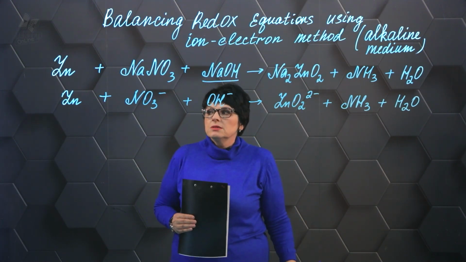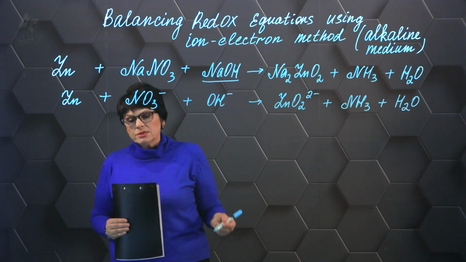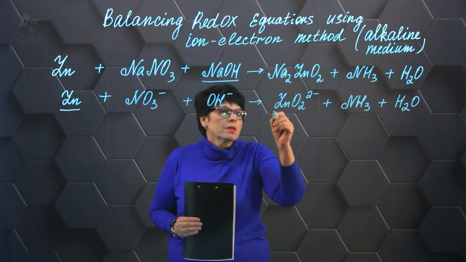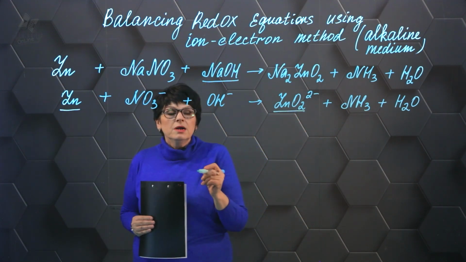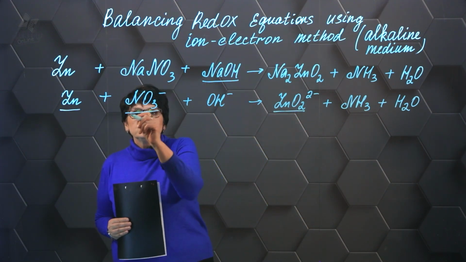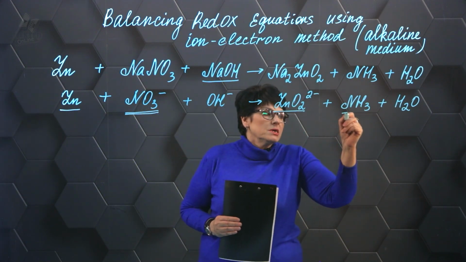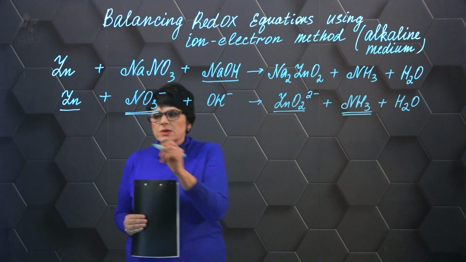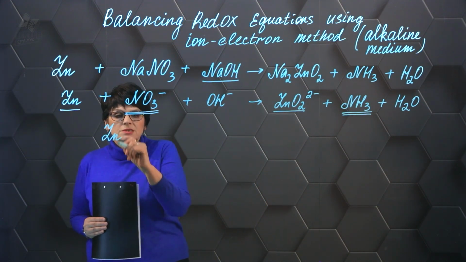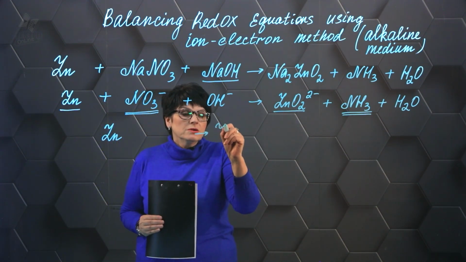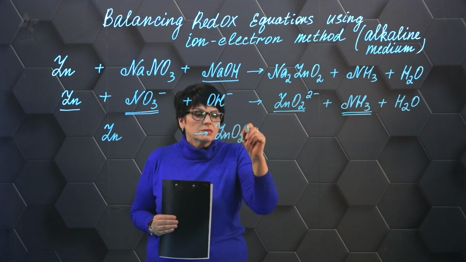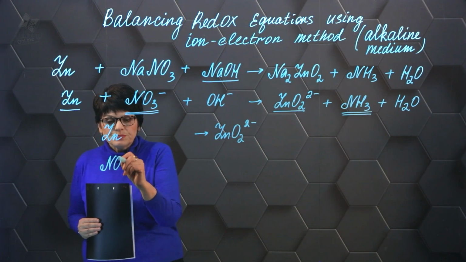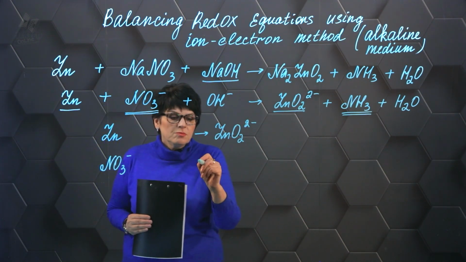The next step is we need to determine which particles have changed charges or shape. That would be zinc, changing to zinc O2 with charge 2 minus, and the NO3 particle changing to ammonia. Let's make up the half reactions. The first half reaction would be for zinc. Zinc converts to zinc O2 with a charge of 2 minus. The second half reaction is for NO3. NO3 goes to NH3.